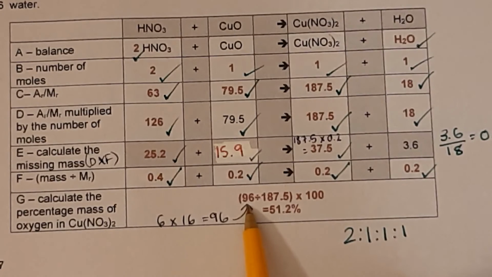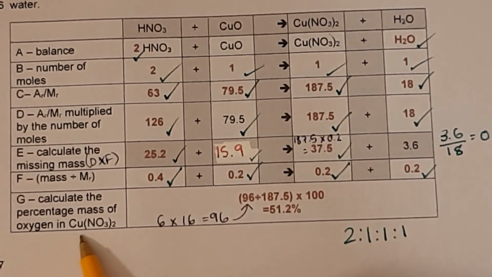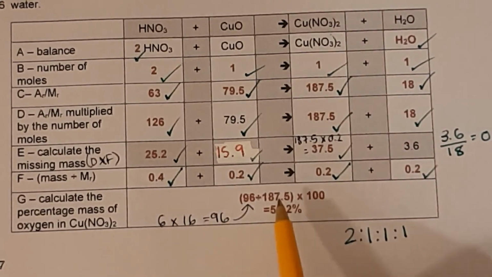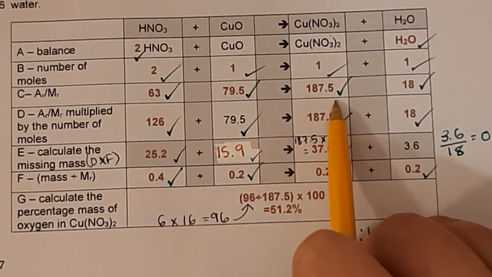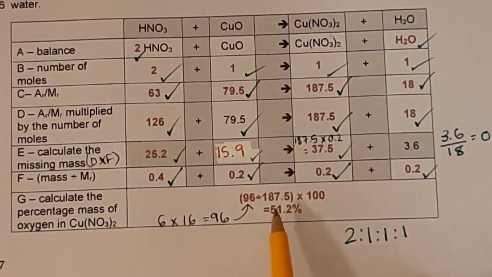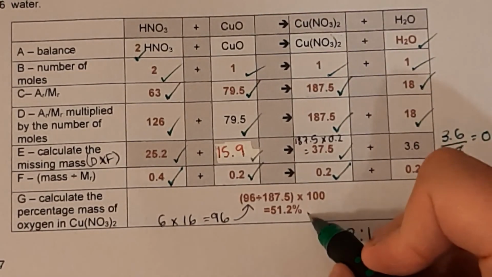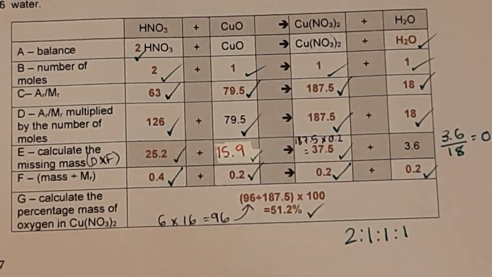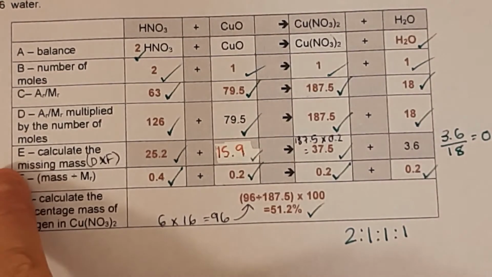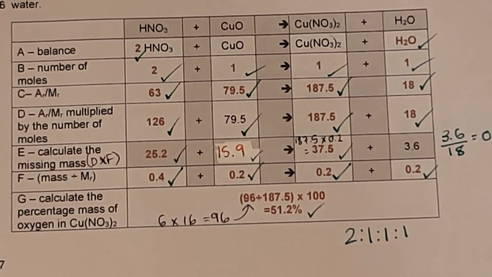So we had to calculate the amount of oxygen in the entirety of copper sulfate. Now the total relative atomic mass for copper sulfate is 187.5, so 96 divided by 187.5 multiplied by 100 gives us 51.2%, or 51% if you've done it to 1 decimal place. Okay, well done. That was very tricky, and don't panic if you haven't managed to do them all, especially this last part E. That was probably one of the trickier bits to do.